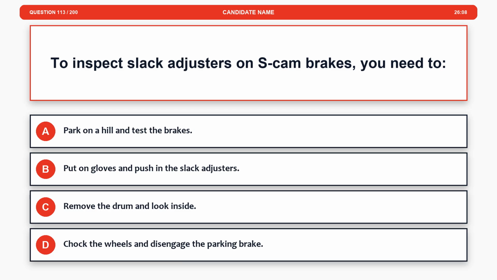Question 113. To inspect slack adjusters on S-cam brakes, you need to: Option A, park on a hill and test the brakes. Option B, put on gloves and push in the slack adjusters. Option C, remove the drum and look inside. Option D, chock the wheels and disengage the parking brake.